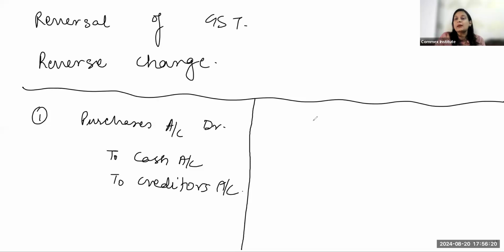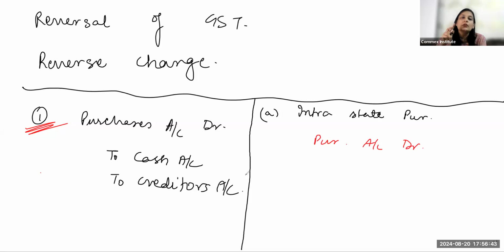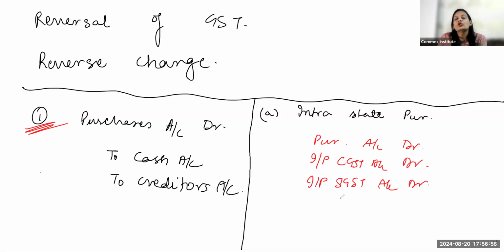Now this is a normal transaction. What happens if GST comes into the picture? First of all, we have to see whether it is interstate or intrastate purchases. Suppose it is intrastate purchases, then the entry we've written will change like this. We still have purchases account debit. With purchases, we are going to debit two more GST items: input CGST account debit, input SGST account debit, to cash and to creditors account.